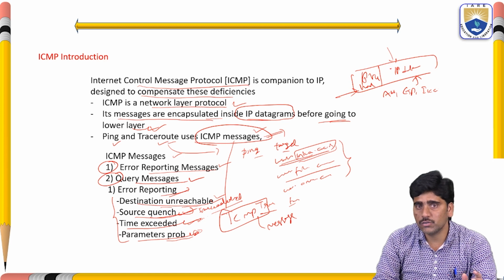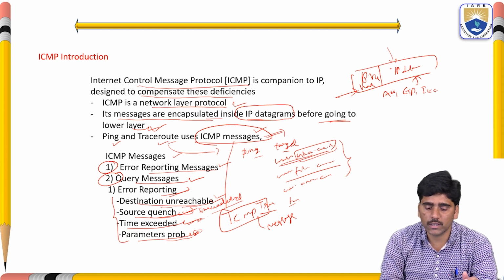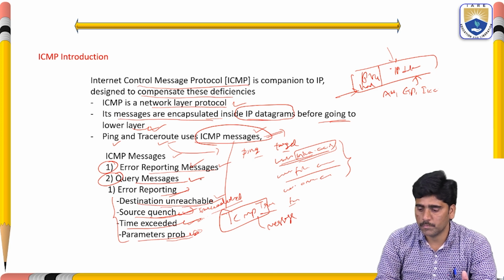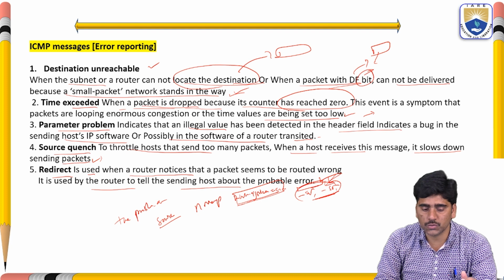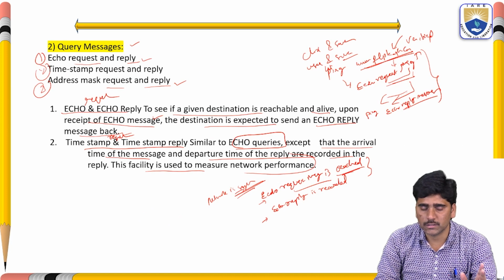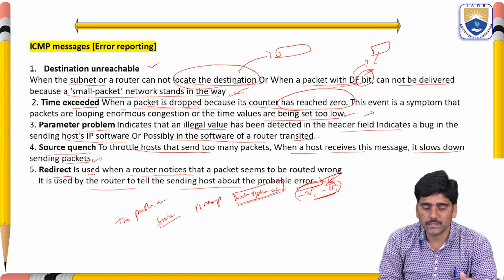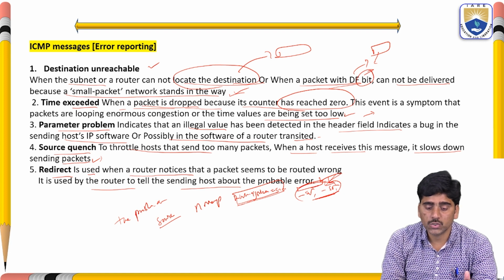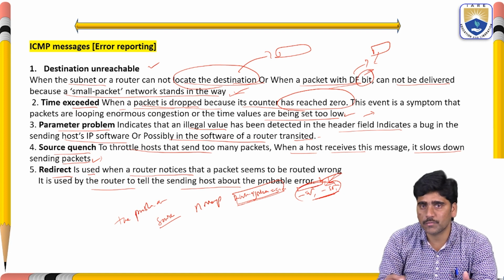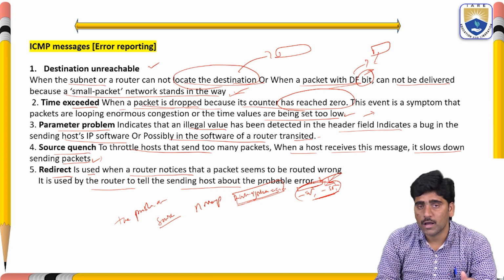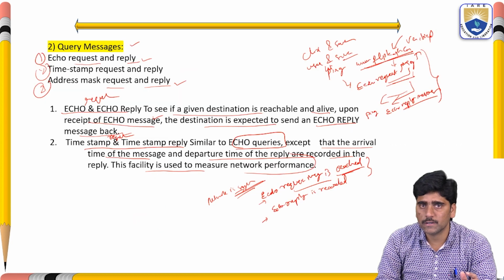And there are two types of ICMP messages. One is error reporting messages, the second one is query messages. All the network issues, host issues or data transmission issues are displayed by these ICMP messages. The error reporting messages are destination unreachable, time exceeded, parameter problems, source quench problems, and redirect problems. So these are some ICMP error reporting messages.